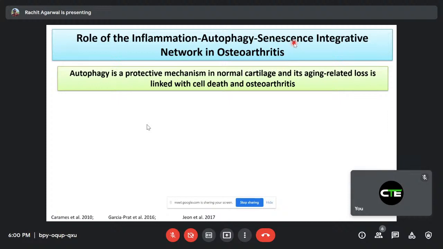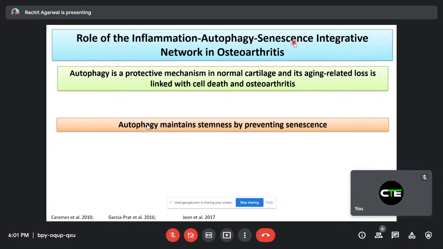can recycle any biomolecules that may have been damaged due to various trauma or due to mistranslation. So autophagy then maintains the stemness of these cells and prevents senescence, which is a very negative state in which the cells go into an inflammatory state. They secrete all kinds of harmful biomolecules that then cause further damage to the surrounding joint.